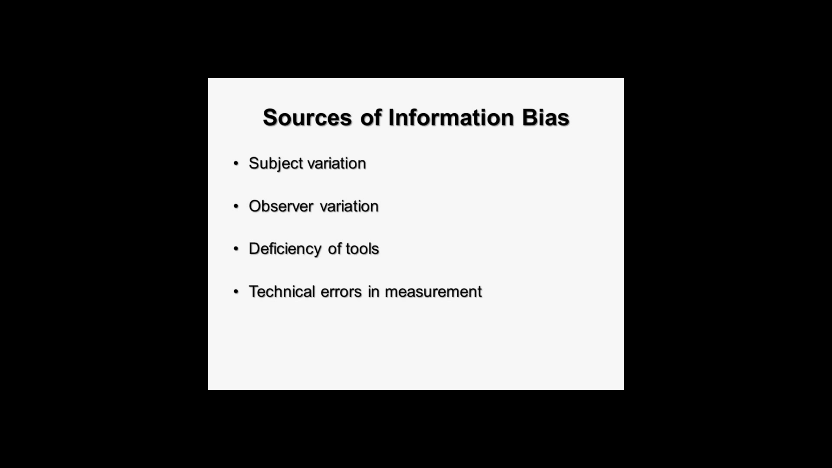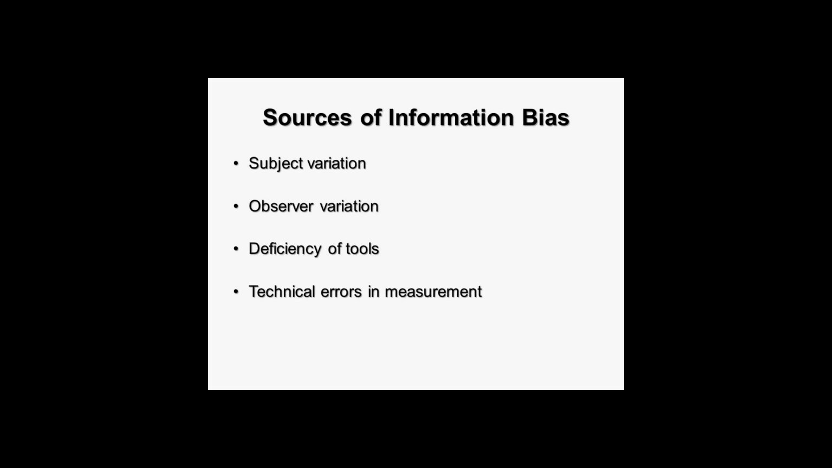You can have observer variation. In other words, when that person is taking the blood pressure, maybe they just get tired of taking the blood pressure among so many people. Maybe at the start of the day they do a really good job, and maybe at the end of the day they don't do a really good job. So there's variation in how the observer actually collects the measurements.